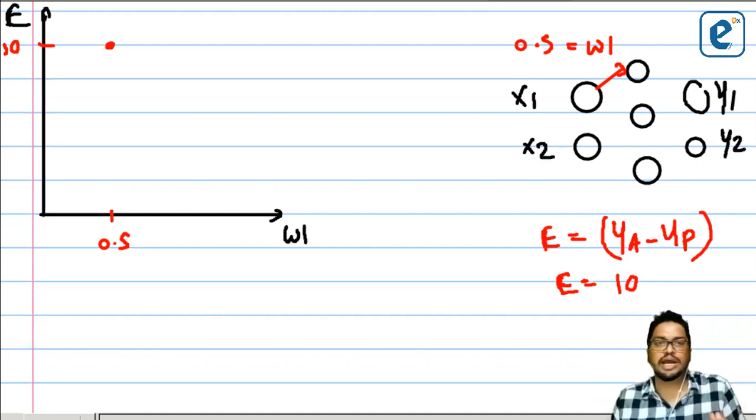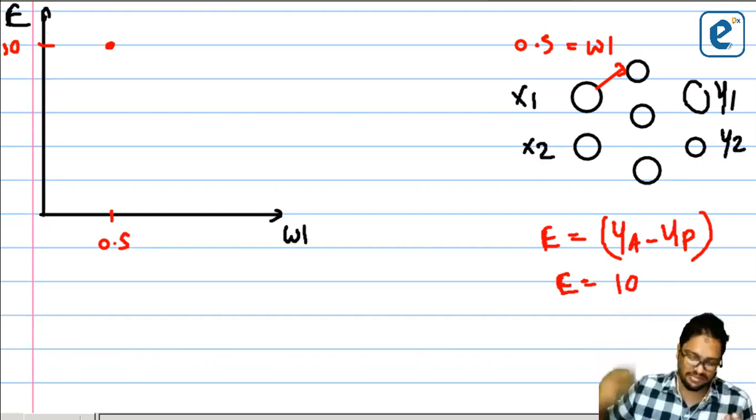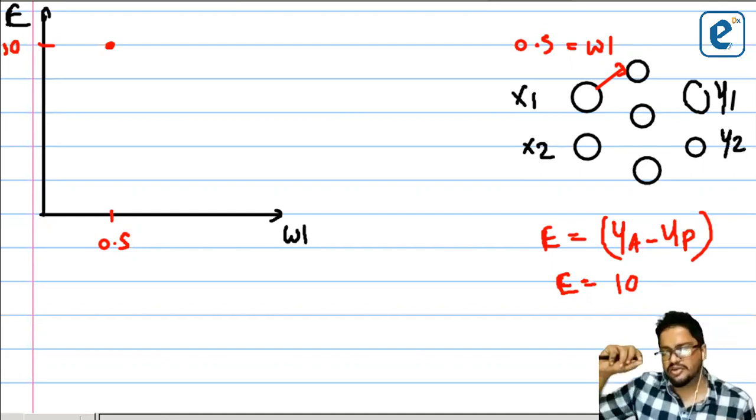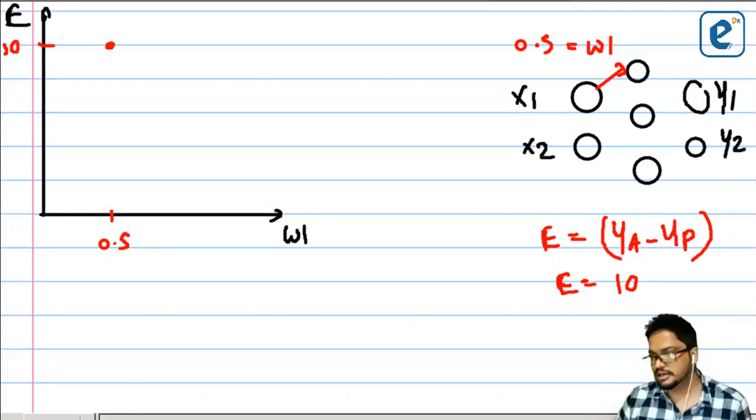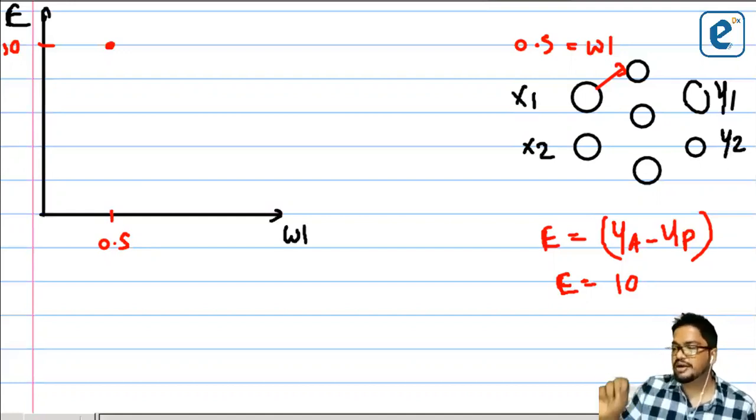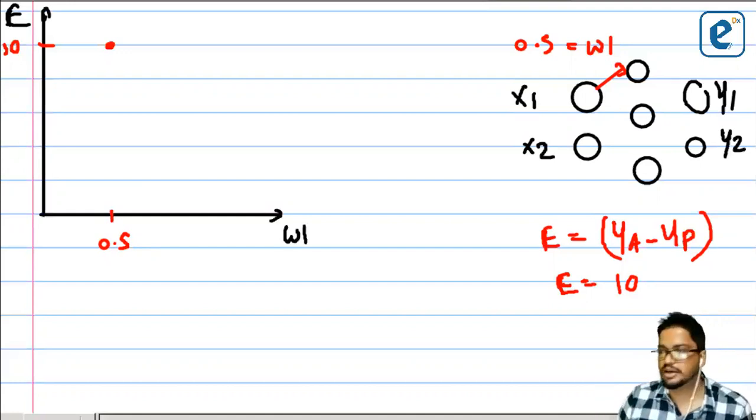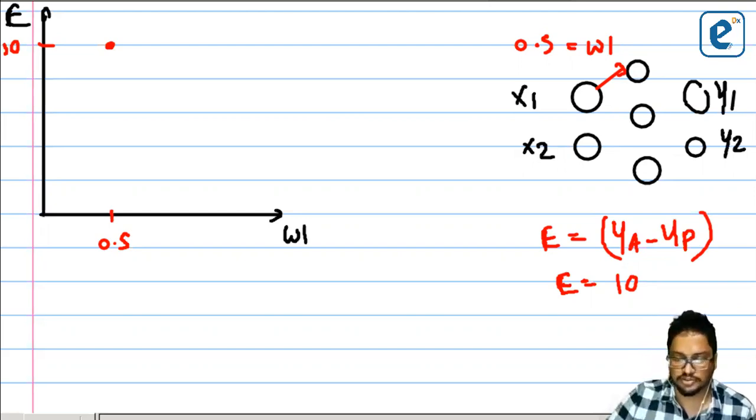In order to do that, we need to adjust the weights and biases. We are going to adjust one weight here. We are only considering weight 1. Okay. Now, in order to minimize the error, do I need to increase this weight or decrease this weight? Do I need to increase this one or decrease this one?